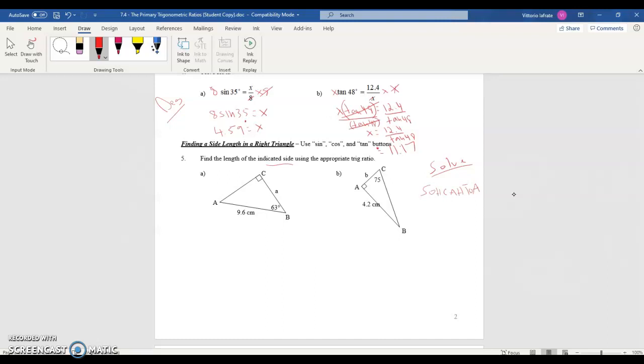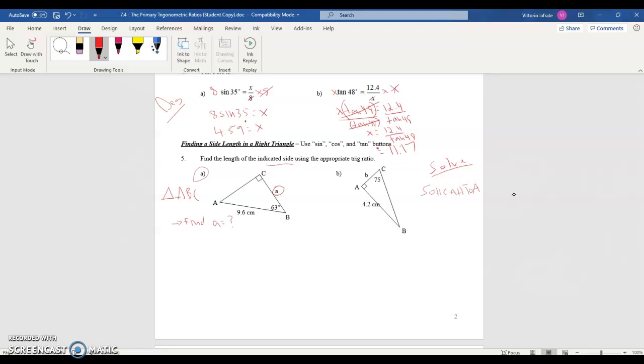So let's start with triangle A over here. Usually when you name triangles, what you do is you would write triangle, and then you'd name the vertices, so A, B, C. So this is triangle ABC. And we want to find side A. That's the indicated side. So our goal is to find the length of side A.